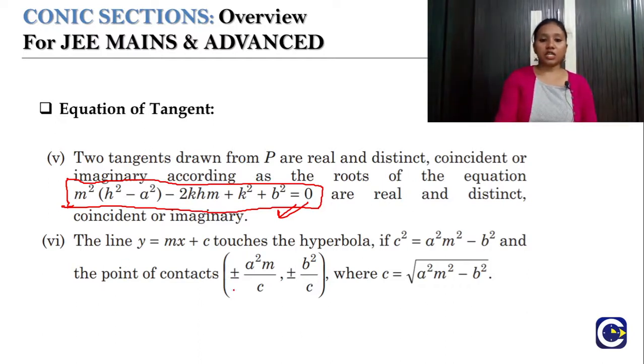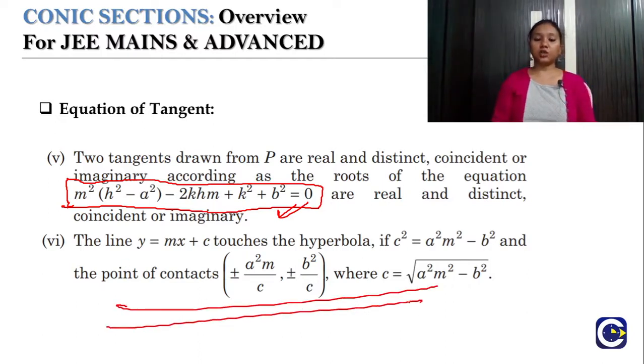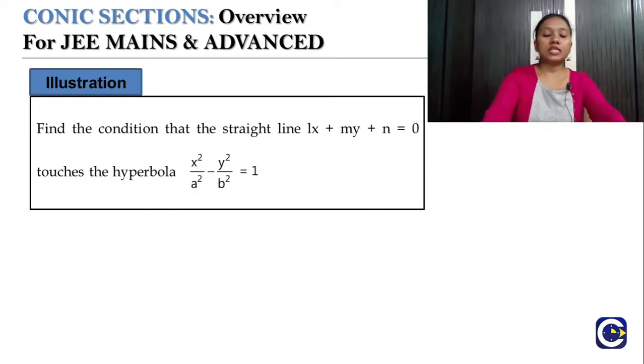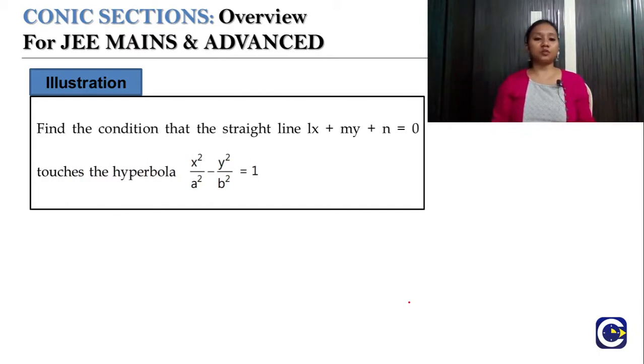Next, we have already seen the condition of tangency, that is c equal to root over a square m square minus b square. So just now we have seen. Now let's see a question which is quite related to our condition of tangency. Find the condition that the straight line lx plus my plus n is equal to 0 touches the hyperbola x square by a square minus y square by b square is equal to 1. So we have to find the condition here.